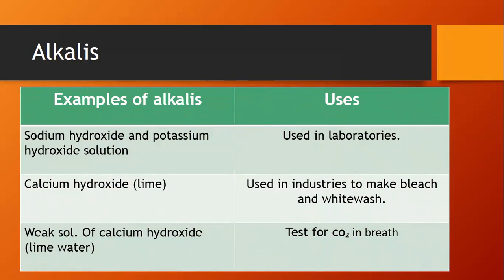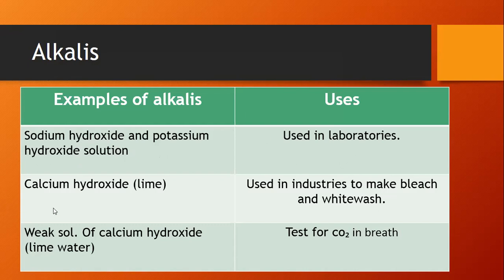Now we are done with the acids and we are going to start our new part, which is the alkalis. What are the different examples of the alkalis that we are going to take? The first examples are sodium hydroxide and potassium hydroxide. What are the uses of the sodium hydroxide solution and the potassium hydroxide solution? We use them in the lab.